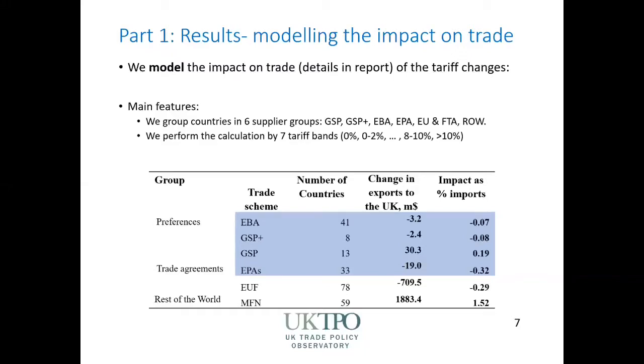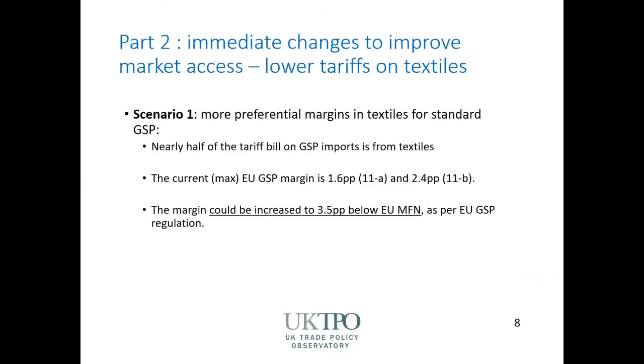To give a couple of hints about what could be done to improve market access, we thought of a couple of scenarios. One is that there could be lower tariffs on textiles, for instance, because there's a lot of tariff charged on imports in textiles. The current preferential margin in the EU GSP is not very generous on these products. The margin is about 1.6 percentage points for textile and 2.4 percentage points for clothing. Now, as per EU regulation, even wanting to stay within the realm of the EU GSP regulation, the margin could be increased to 3.5 percentage points below the UMFN schedule. This is really just coming out of EU regulation.